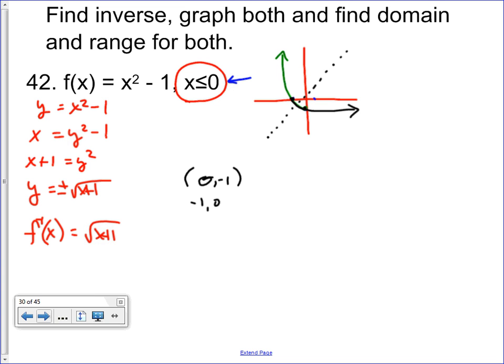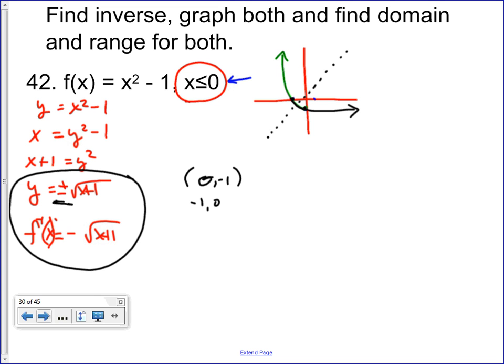Now the question is, which part, looking at what I just graphed in black, is that the positive or the negative version? It's below, so that's the negative part. So because of the domain restrictions for the original, it gives me the restriction for my actual inverse. So it's the negative part. Okay, so that's the function that is the inverse, the one with the negative.